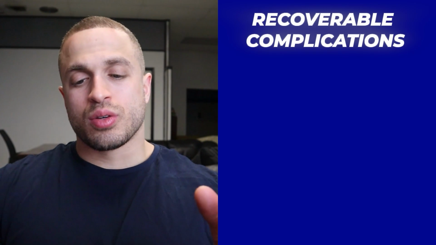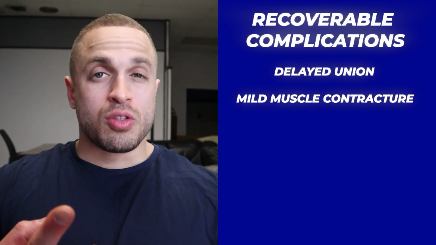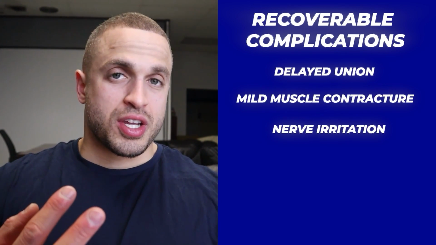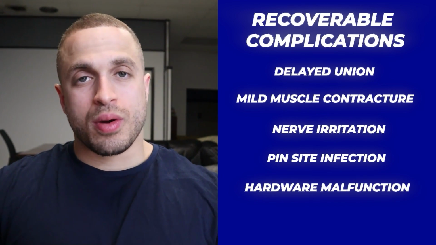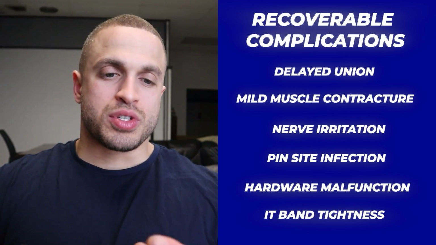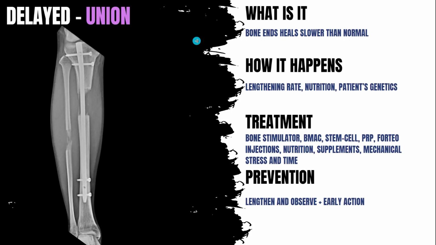Now onto the recoverable complications. So they're still not fun, but they are more common, yet they're manageable when it comes to getting over them with an experienced surgeon by your side. They include delayed unions, mild muscle contractures, nerve irritation, pin site infections, hardware malfunctions, and IT band rigidity or regrowth. Now, as we chart these guys out, I'm going to give you a rough estimate of how likely each one is to occur. All right, guys, so now we're going to go ahead and break into the recoverable complications.